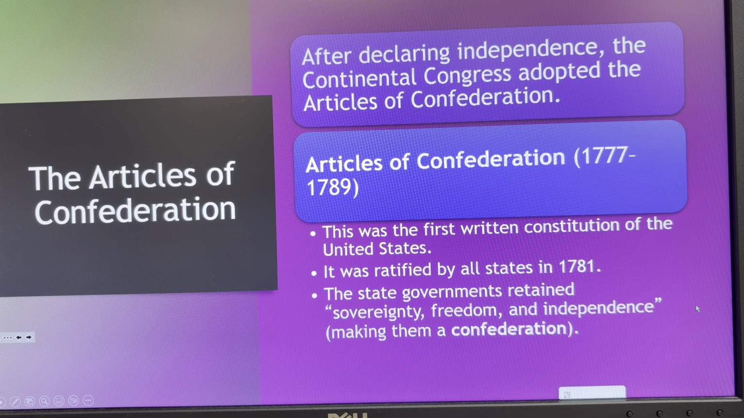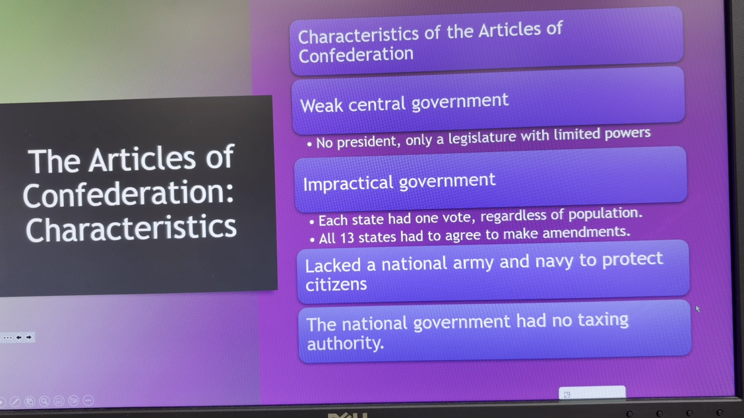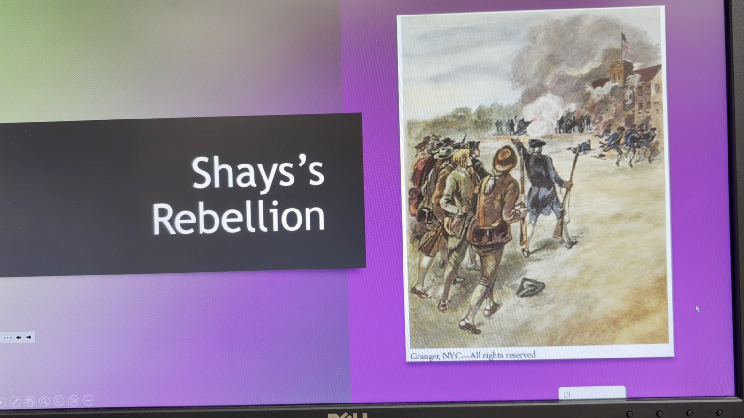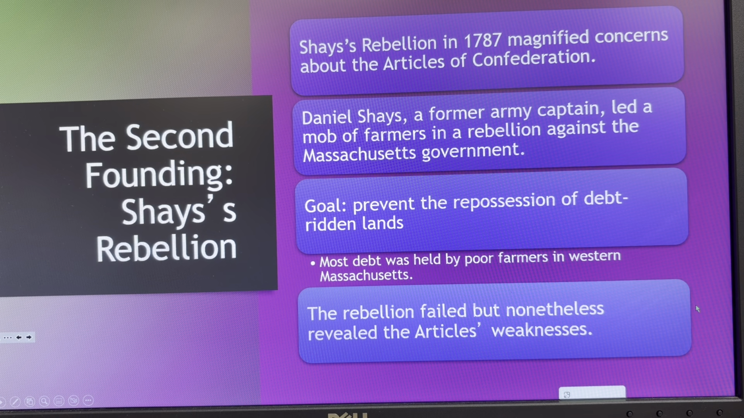Okay? The Articles of Confederation is, in fact, just so we understand, so impractical, so weak, so pointless, so dang near pathetic, right? That it only lasts a few years. And then in 1787, we have to write the Constitution.